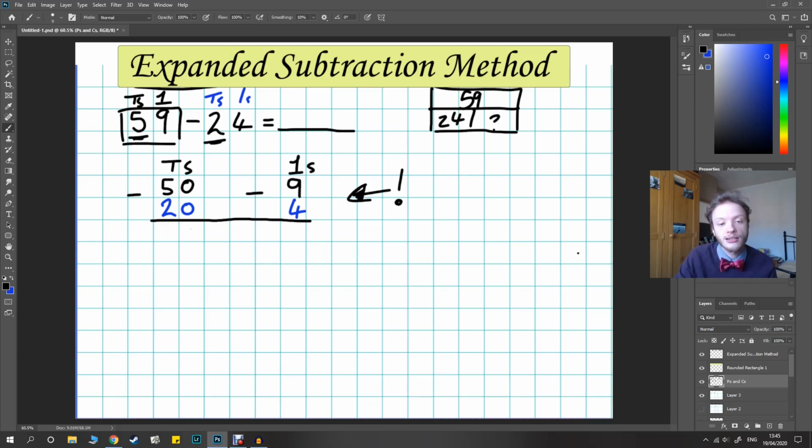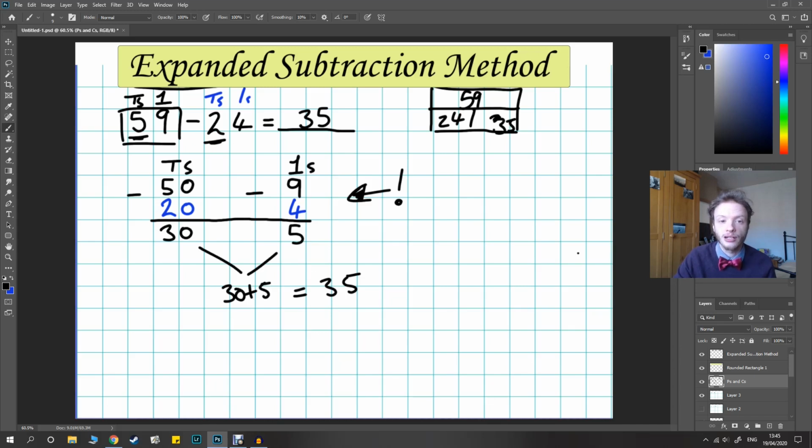So I've got 9, take away 4, which is 5. 50, take away 20, which is 30. And then just like with the expanded addition, I recombine them. So that becomes 30 plus 5, which is 35. So the answer to our number sentence, 59 take away 24, is 35. That can also go into our box there.